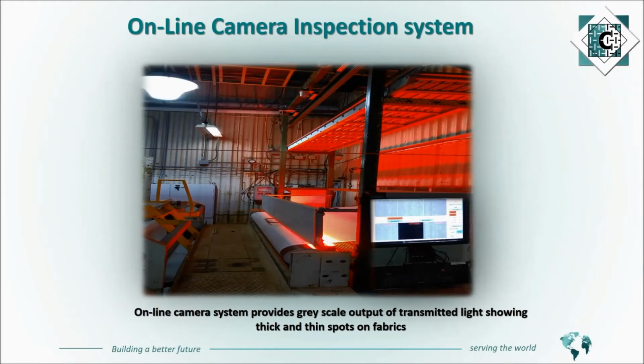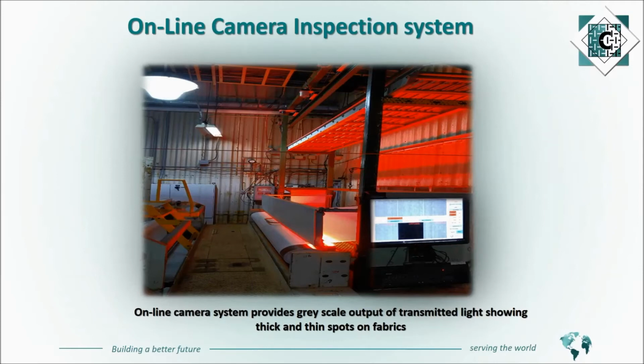So our second method in looking at putting some metrics on the variation differences between our product and polyester Spunbonds: we have an online camera system that we installed 3 to 4 years ago, and it's used for online defect detection. In essence, we use grayscale output to determine the light transmittance, and that shows us thick and thin spots, and there's a digital readout of the value.